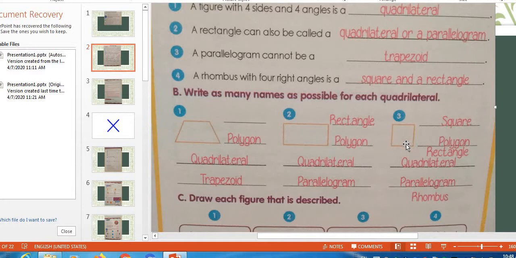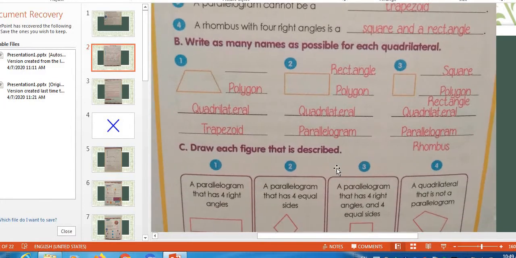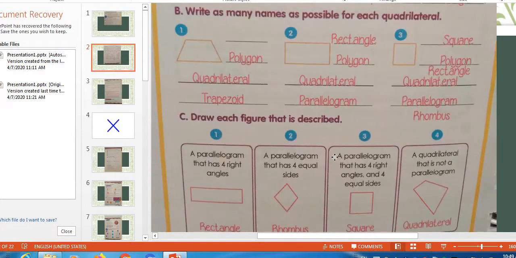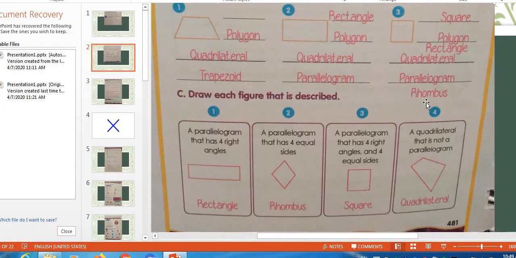I have here a square. A square is a polygon, quadrilateral, parallelogram. Okay, and I can call it also a rhombus.